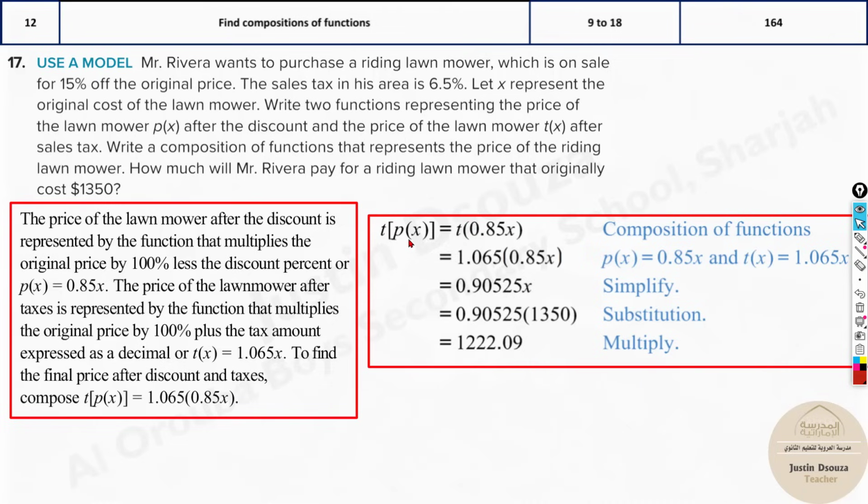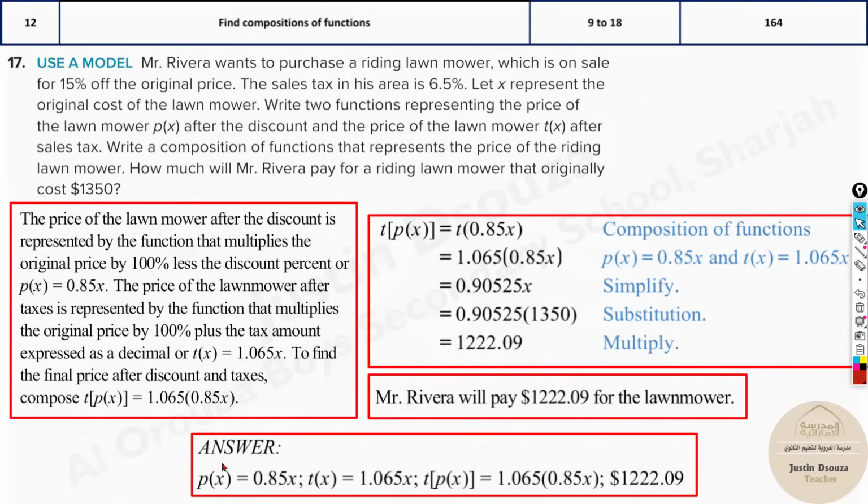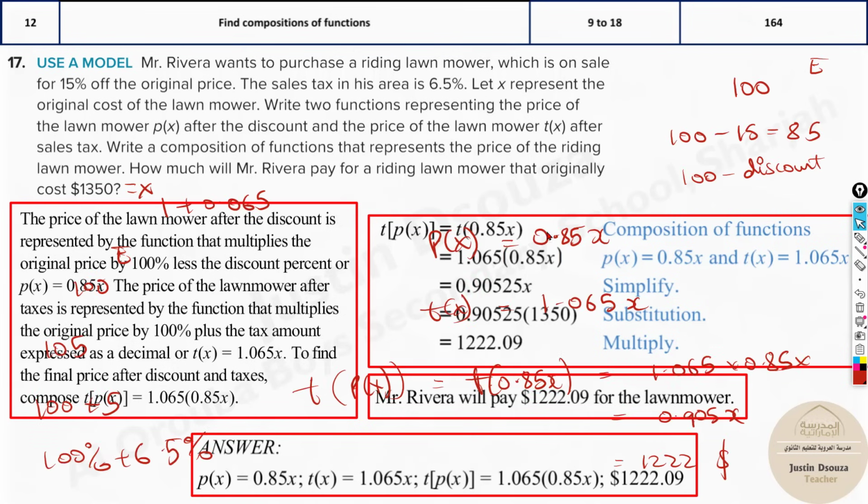Tax composed of price would give you 1.065 times 0.85. Solve it up, multiplied, you'll get $1,222.09. So that is what will be paid. Now the equations, what did we get? First one is 0.85x. Don't write 0.15x. That's wrong. That's only the discount. It's 0.85x is the price. The tax is over here. Always whatever you get added to 1, that will be the tax. And compose tax of price, you'll get the answer.